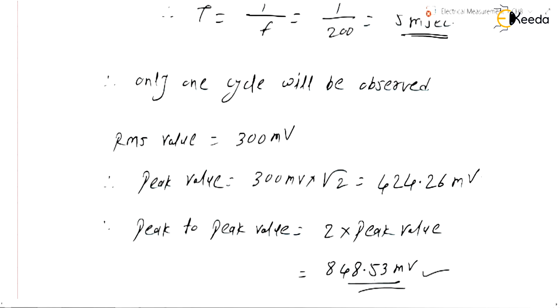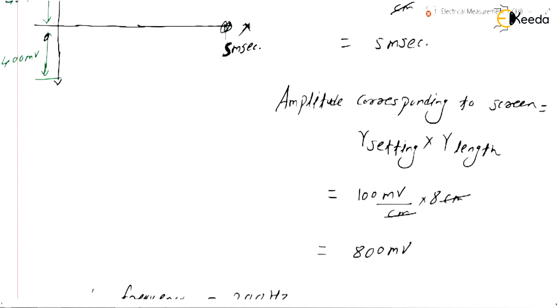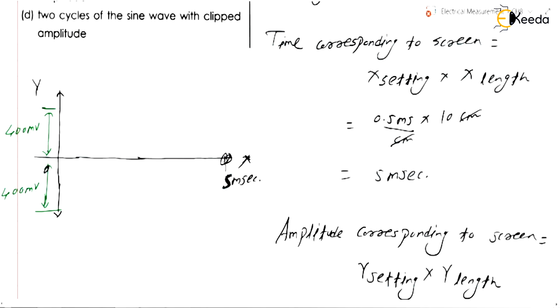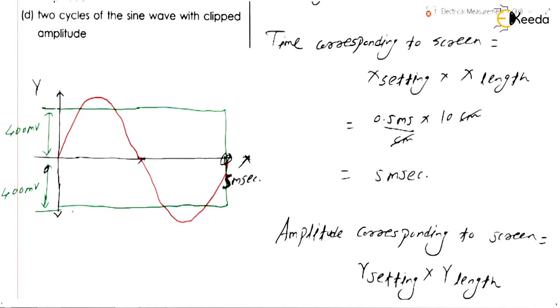In order to observe the full signal, the peak to peak amplitude of the vertical axis should be 848. But we are having only 400 plus 400, that is 800 millivolt. So will the full waveform be observed? No. The full waveform will not be observed. This is the actual waveform, but on the screen we will observe only this much.